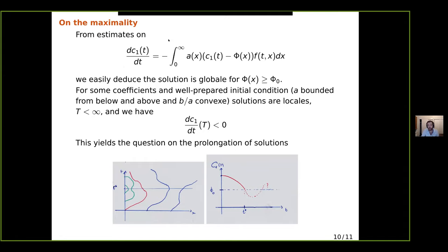And thanks to some estimate on the derivative of the number of atoms in the system, we can prove that sometimes it's global for some kinds of coefficients. And for some others, we can prove that it reaches the threshold in finite time. And at that time, the derivative is strictly negative. So we will pass the threshold. We will not stay on the threshold and stay singular. So we should prolongate the solution after the threshold. Here are the kinds of characteristics we can have in the system. So you are incoming and then you are outgoing.